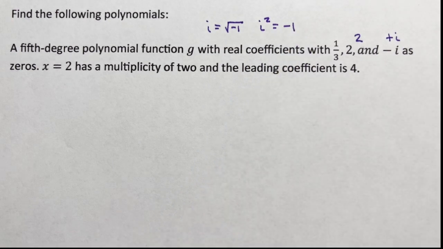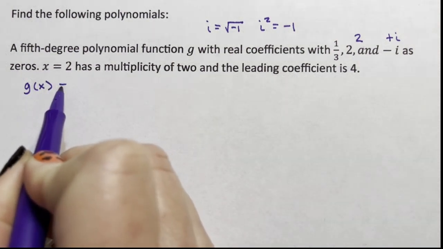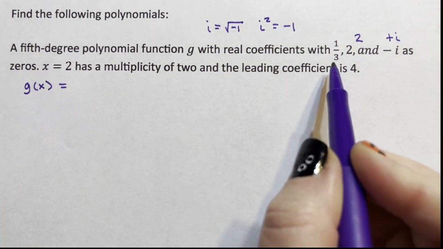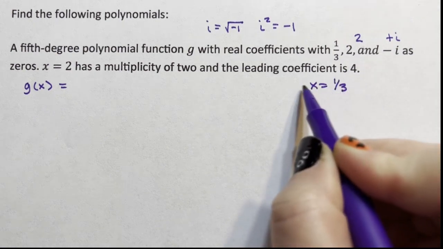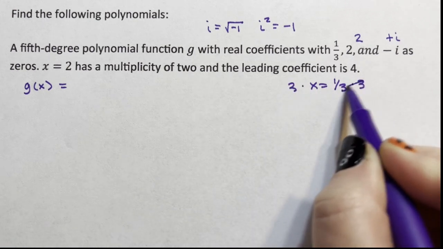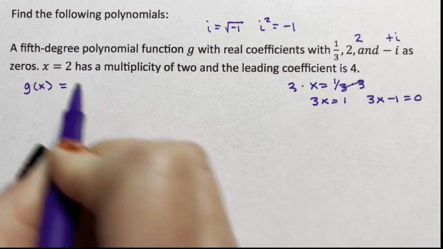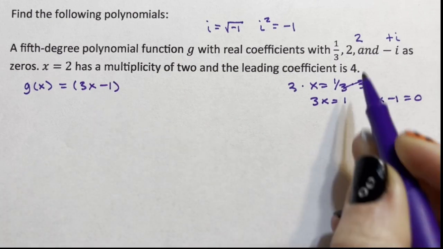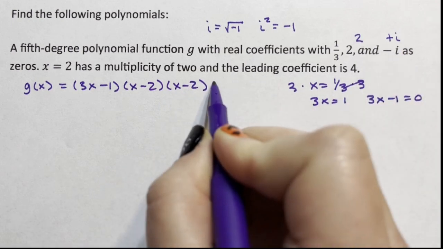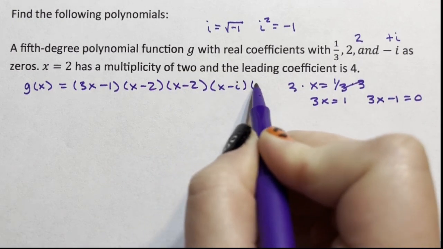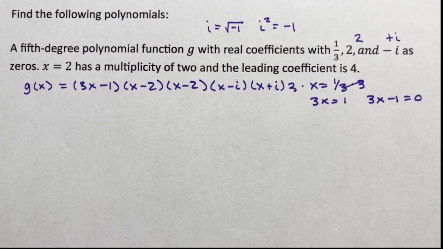All right, so step 1, we know that g of x is equal to... I have to do a little bit of work. If x is equal to 1/3, if we multiply that 3 over, clearing our fraction, then 3x is equal to 1, or 3x minus 1 is equal to 0. So 3x minus 1. For the 2's, it's x minus 2 and x minus 2. And for our i's, we have x minus i and x plus i. We also have a leading coefficient of 4, but that's way at the end of the process.